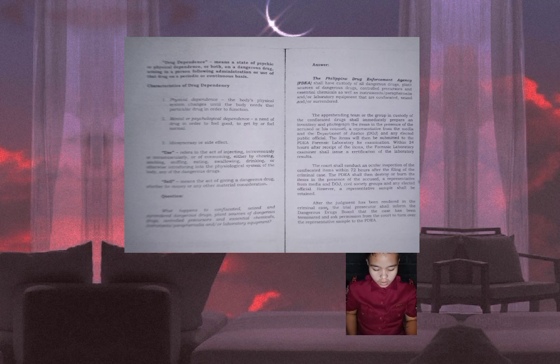So, characteristics of drug dependency. 1. Physical dependence. So, physical dependence, the body's physical system changes until the body needs that particular drug in order to function. 2. Mental or psychological dependence, a need of drug in order to feel good, to get by or feel normal.